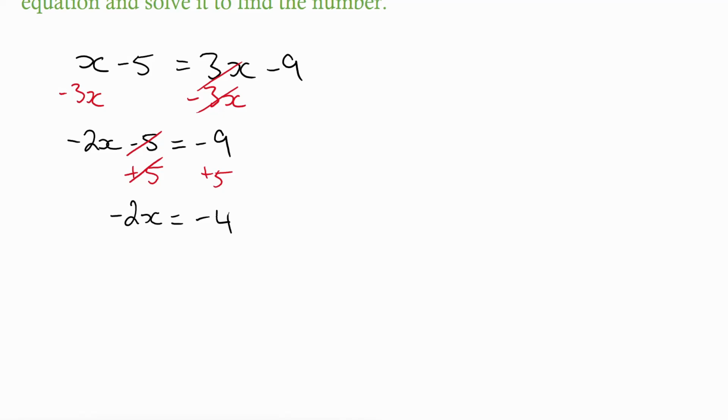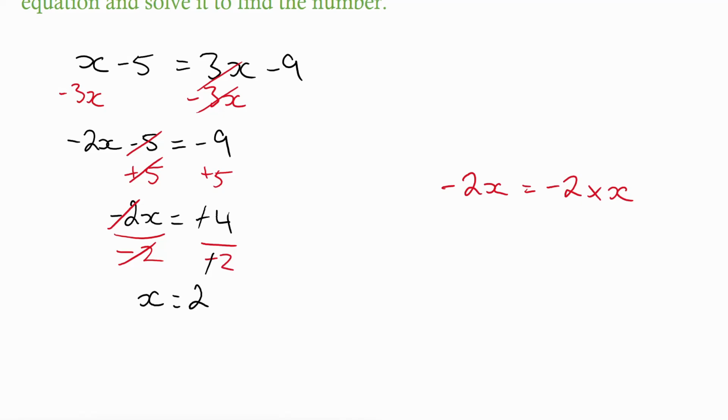Next, we want to deal with that negative 2 at the front. I want the x by itself. The negative 2 and the x are connected, and when they're connected like that, negative 2x is the same as negative 2 times x. So what do we do to get rid of the times? We divide. We divide by negative 2 on both sides. I'm left with x, and that equals negative 4 over negative 2, so those negatives cancel out. 4 divided by 2 is 2. So that certain number in the question was 2.